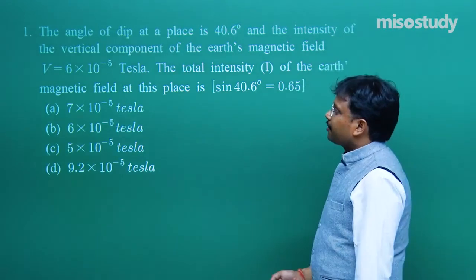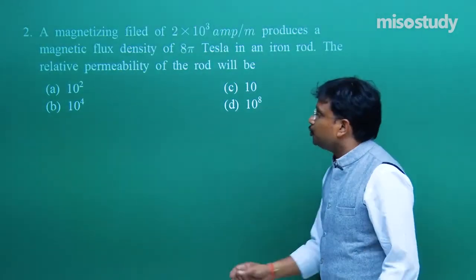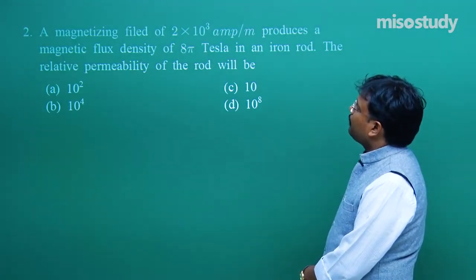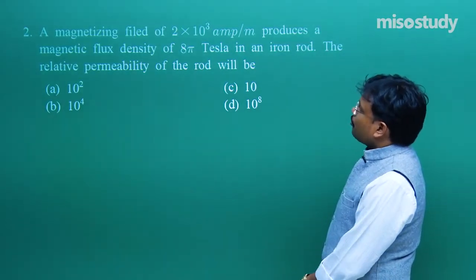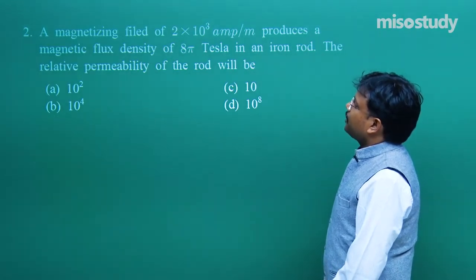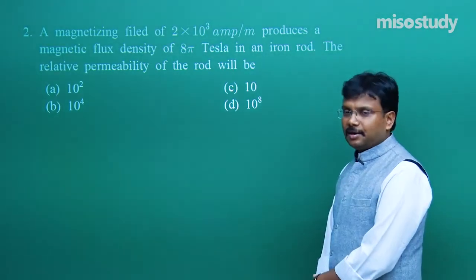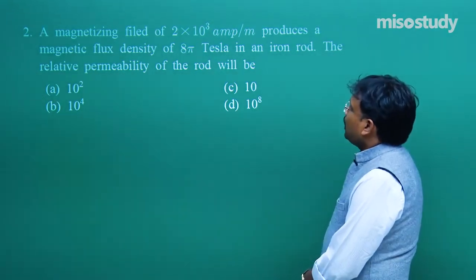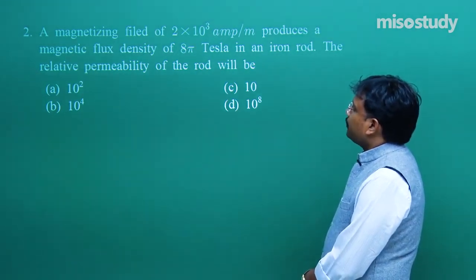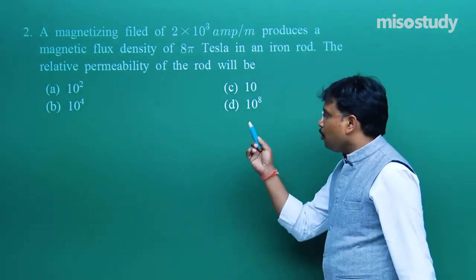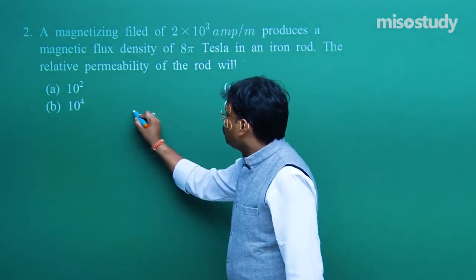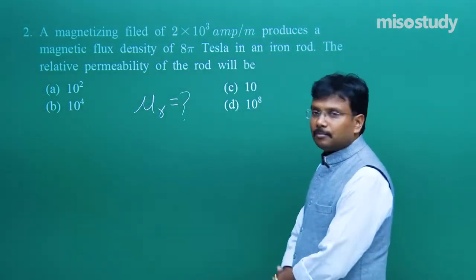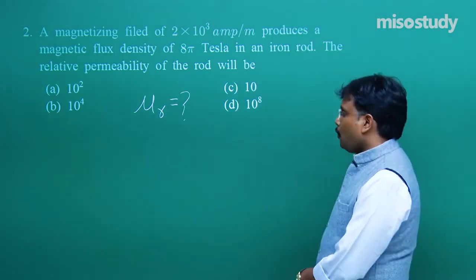Then students, it comes to question number 2. The magnetizing field of 2 into 10 to the power 3 ampere per meter produces a magnetic flux density of 8 pi Tesla in an iron rod. The relative permeability of the rod will be how much? So the target is to find out relative permeability. This is our target. How can we solve it?